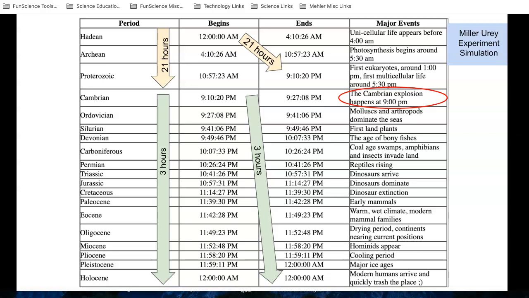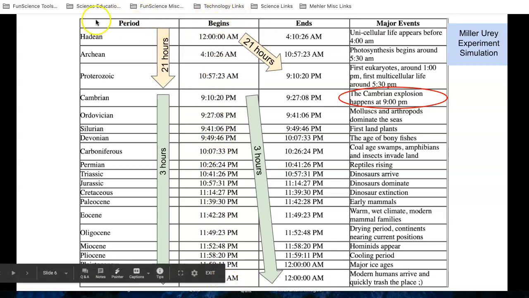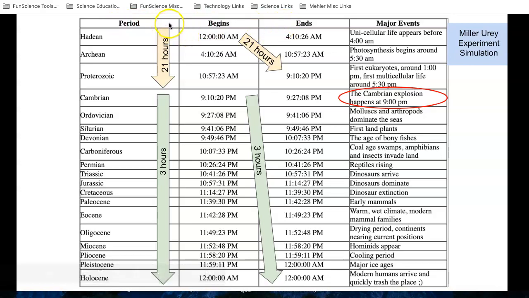I wanted to give you another way of thinking about this. This is another 24-hour clock that starts up here, where it says begins, and moves all the way down. And it follows different periods. We'll see these periods later on. But I'd like you to take a look. So the first 21 of the 24 hours, we only had unicellular life. We had photosynthesis about 5:30 a.m. The first eukaryotes and multicellular life appeared about 5:30 p.m. We're going to be talking in this section about the Miller-Urey experiment.